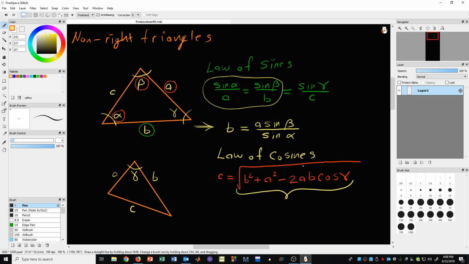There will be occasions in statics where we will want to know about the law of cosines and make use of it. And so then that concludes our brief discussion about how to handle non-right triangles.